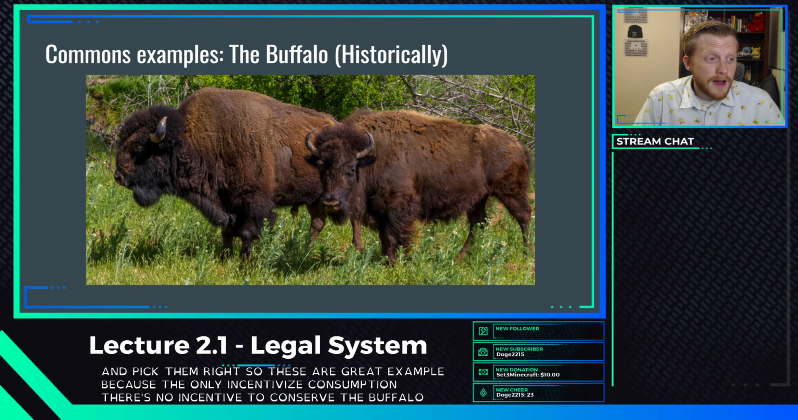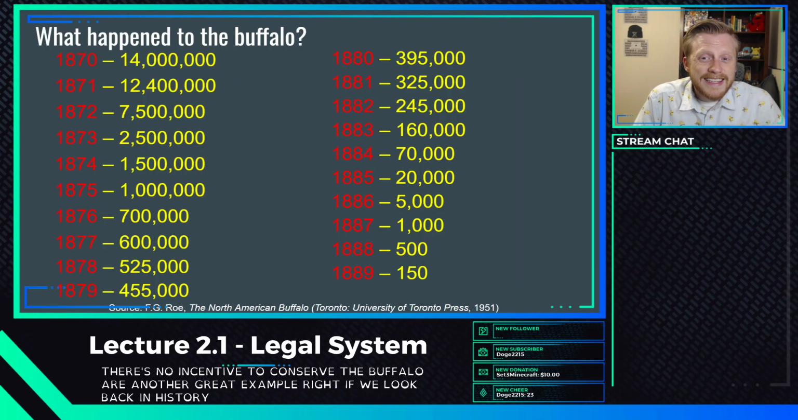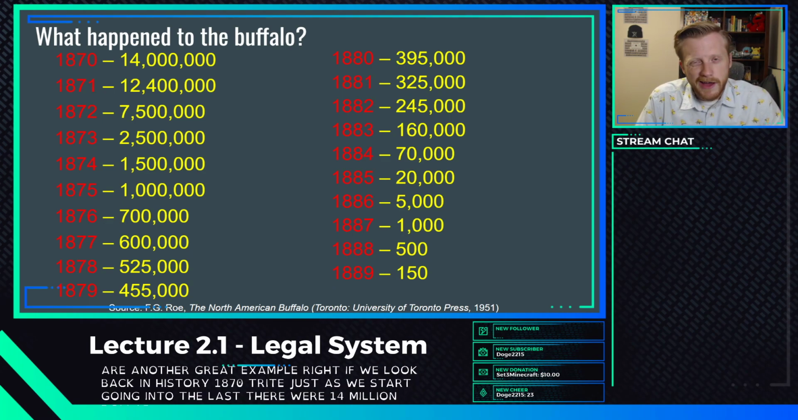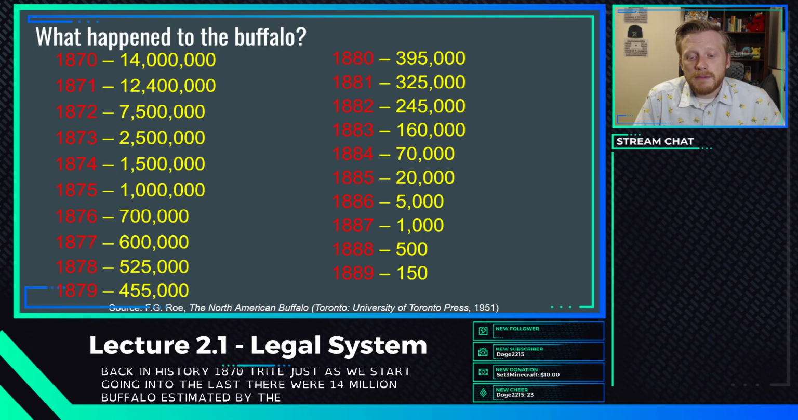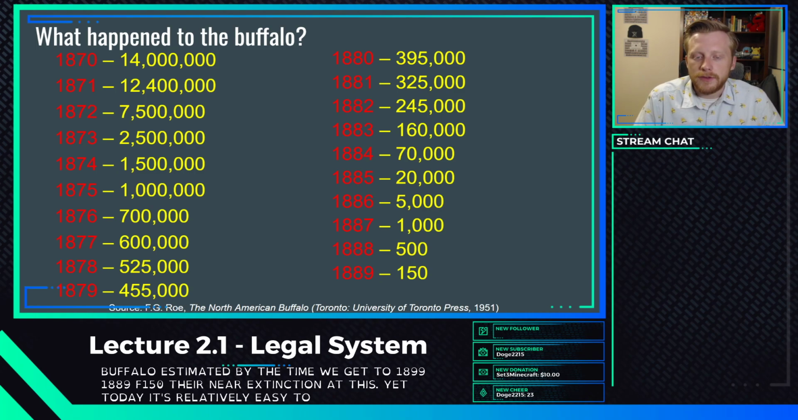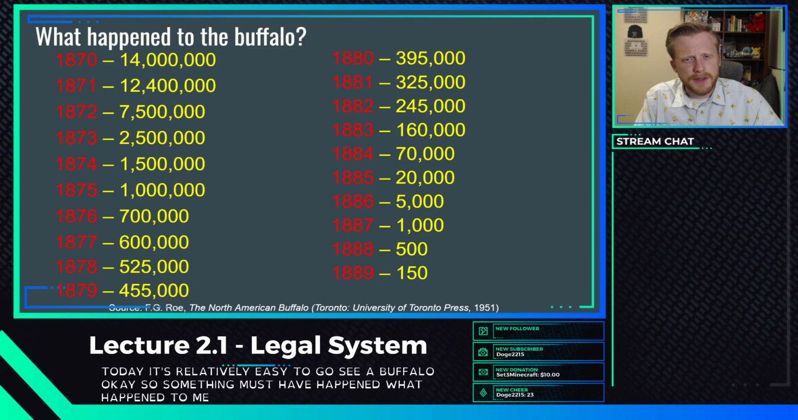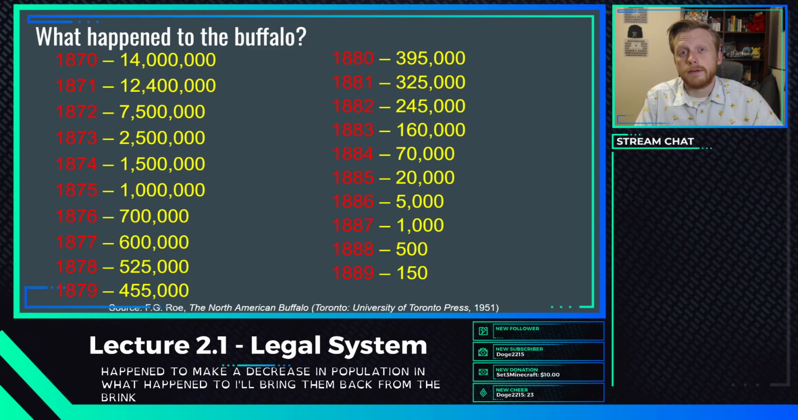The buffalo are another great example, right? If we look back at history, 1870, right, just as we start going into the West, there were 14 million buffalo estimated, okay? By the time we get to 1889, 150. They're near extinction at this period. Yet today, it's relatively easy to go see a buffalo, okay? So something must have happened. What happened to make them decrease in population, and what happened to bring them back from the brink of extinction, okay?